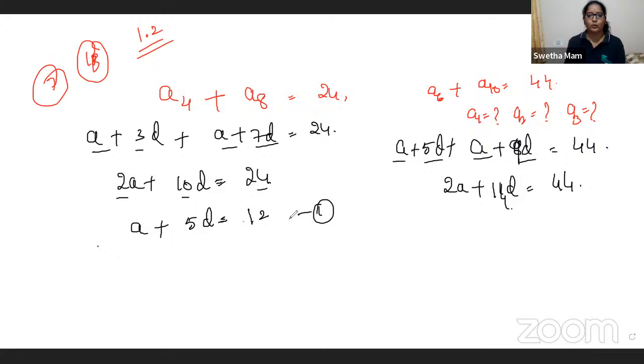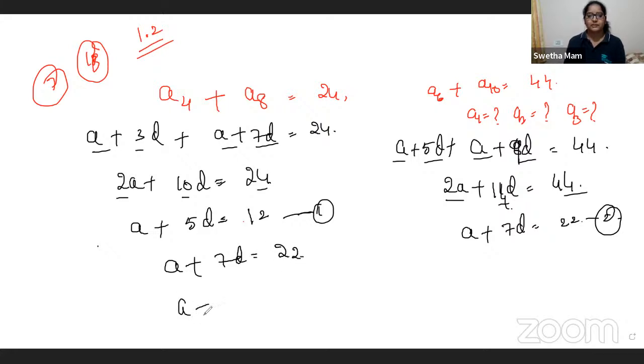This is equation 1. And here also take 2 as common factor. A plus we have 14 here, 2 sevens are 14 and 2 twenty-twos are 44. Now call this equation 2. A plus 7D is equal to 22. A plus 5D is equal to 12. Now subtract the equations.